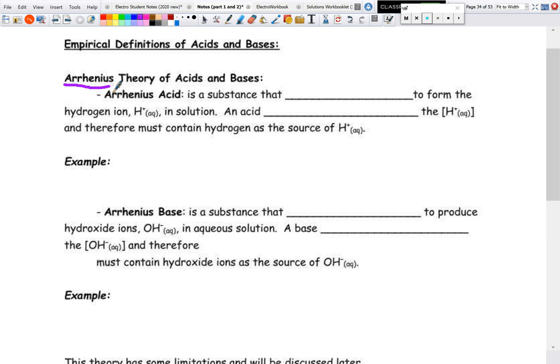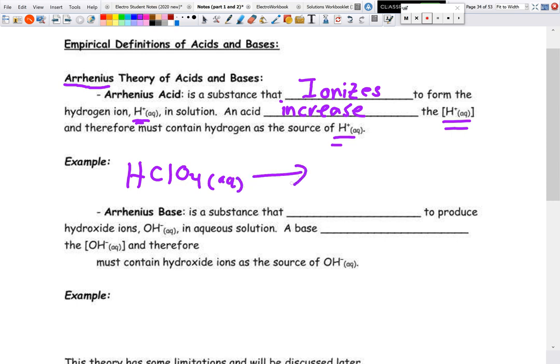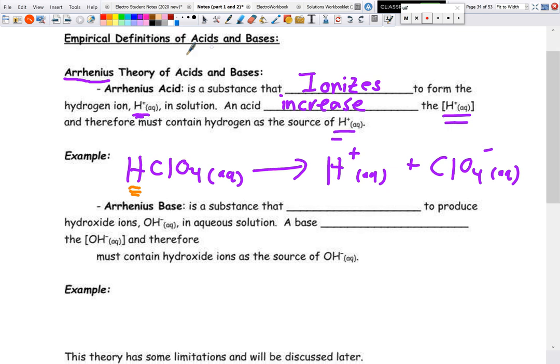So Arrhenius defined an acid as a substance that ionizes to form the hydrogen ion, H+ (aq), in solution. So an acid is going to increase the concentration of hydrogen ion, and therefore it needs to contain a source of hydrogen. So for example, if we have perchloric acid, once again, this is a molecular compound because these are all nonmetals, but we will notice we do have that hydrogen there, so it is able to ionize to turn into H+ and our perchlorate ion. So that is how Arrhenius first described acids, is that they need to have that source of hydrogen, and of course they ionize.